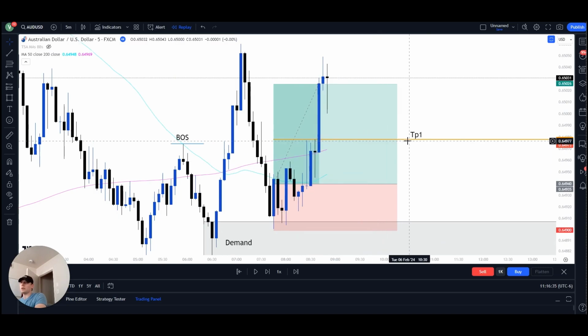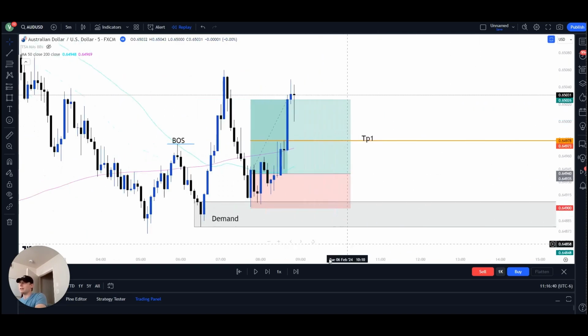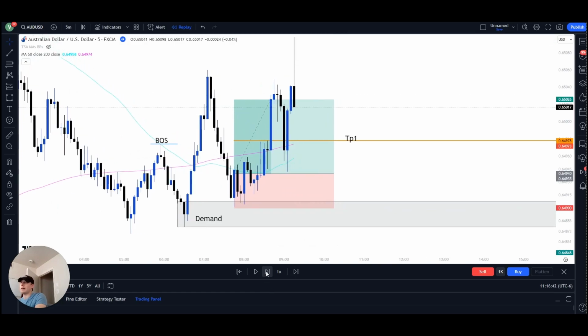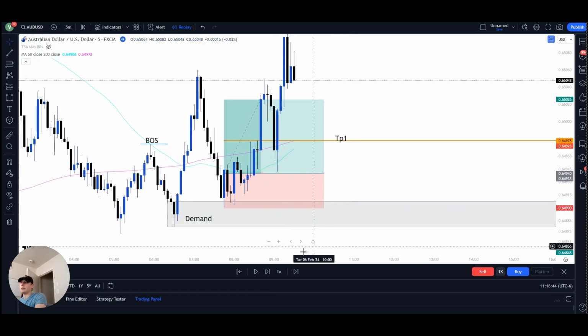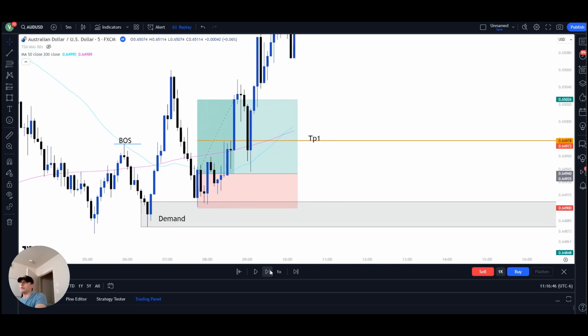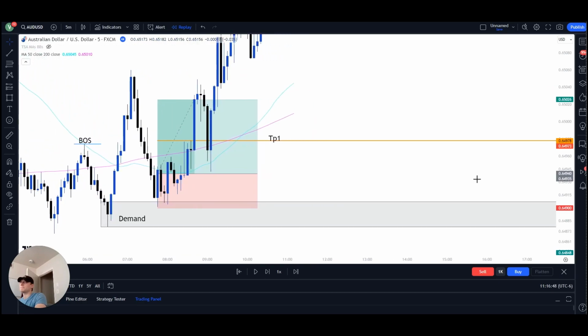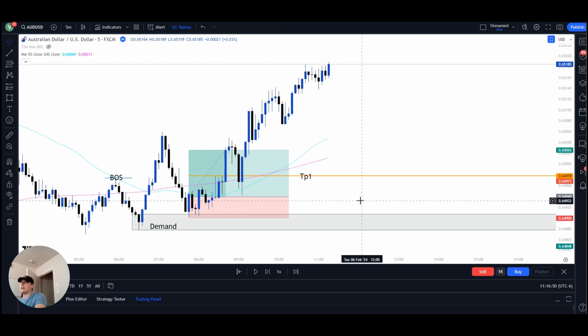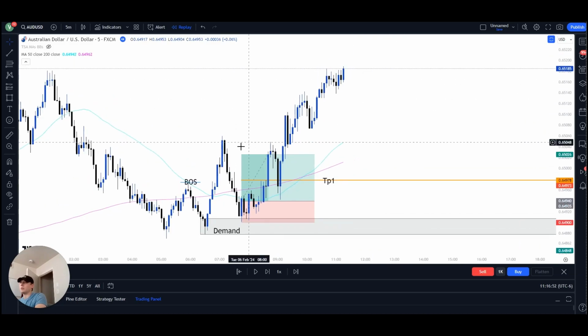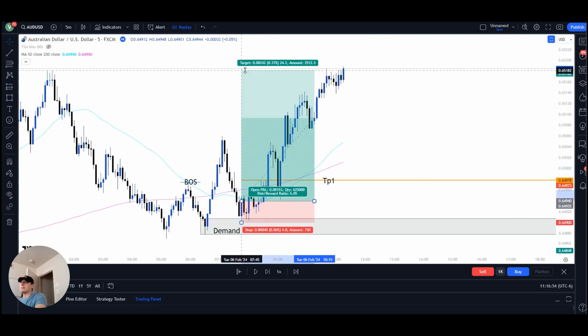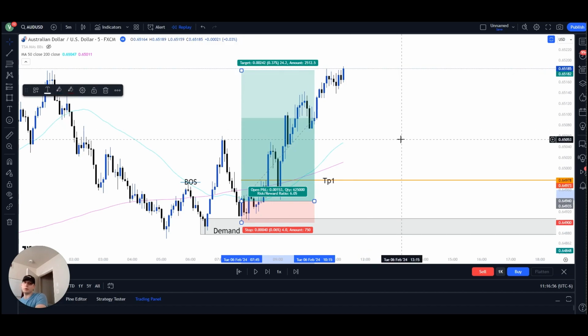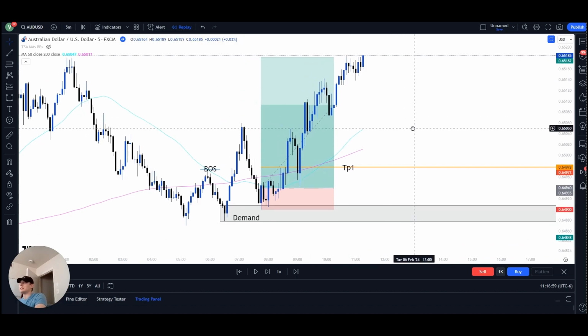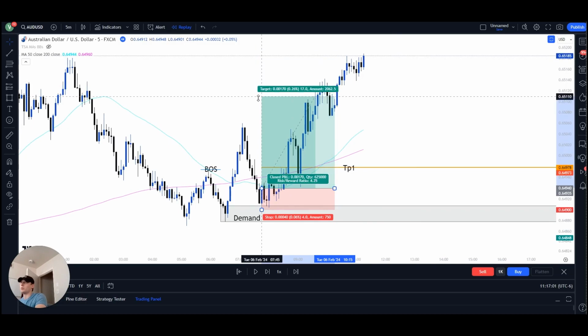TP1, which is a 1-to-1 hit, and then it flew up to TP2. And if I go forward, I believe it comes back down, never would have hit my stop loss, and it flew. As you can see, it just kept going up and just kept flying. I don't know how long that is? That's like 25 pips with a 4 pip stop loss. I mean, come on now. That's a pretty dang good risk to reward ratio right there.